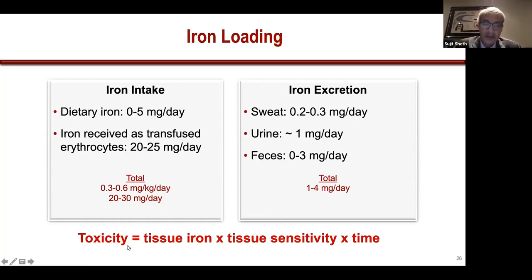The toxicity of this iron is dependent on the level of iron in that tissue, the sensitivity of that tissue, because all tissues are not equally sensitive to the effects of iron. As I mentioned, the heart, the endocrine organs, and the liver are most sensitive, and the duration of time for which the iron overload persists. So the longer the iron remains in that particular tissue, the more likely it is to be damaged.